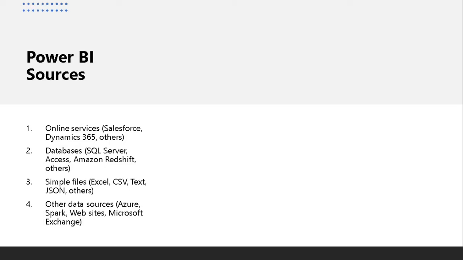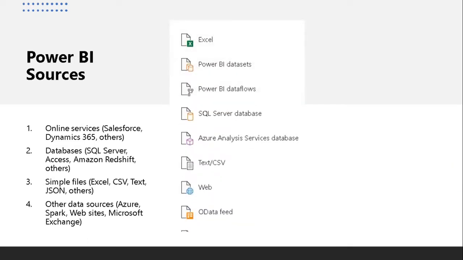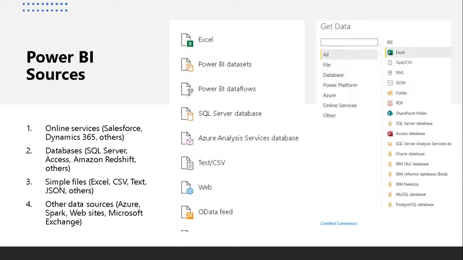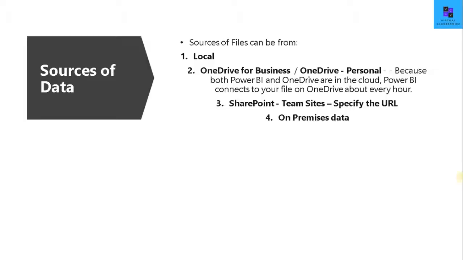There are many sources available in Power BI. You can have your online services or your database, or it can be simple files, or it can be other sources like your web page or Azure, anything. You name it, you have it. Everything can be pulled into Power BI Desktop. The sources of data can be anywhere. It can be your local drive or your OneDrive or a SharePoint site or on-premises data.